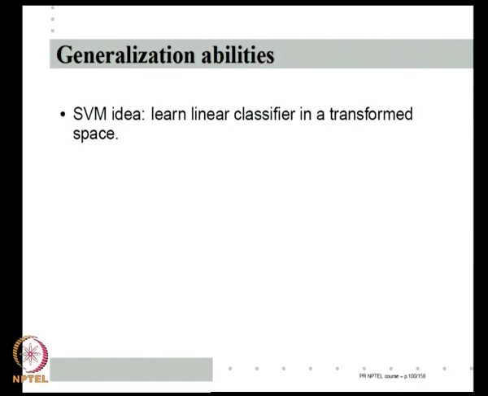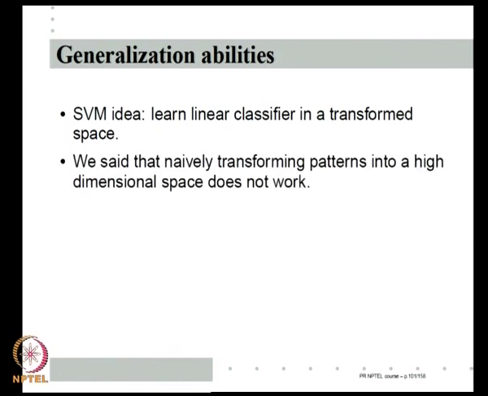Now, let us go back to the beginning. We said that the basic idea of SVM is to learn a linear classifier in a transformed space. So, the idea is from the original feature space, you transform all the feature vectors into high dimensional space and there land a linear classifier. And we also said that naively doing this will not work, right. To just transform it and land a linear classifier there will not work.